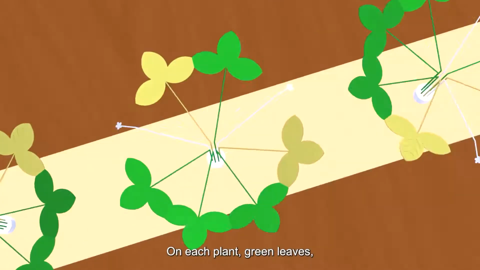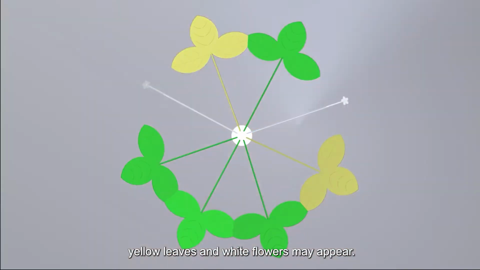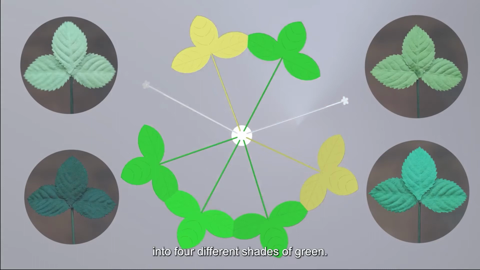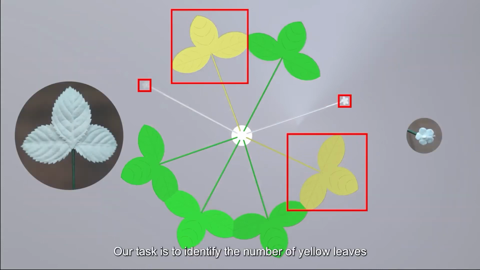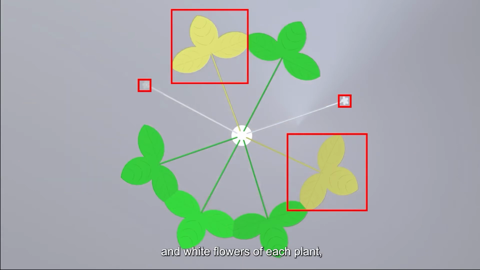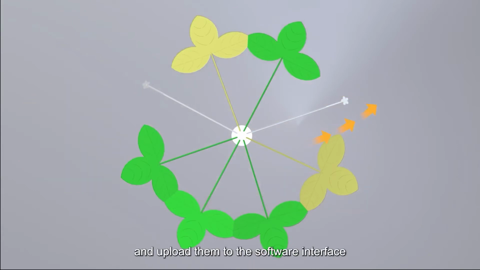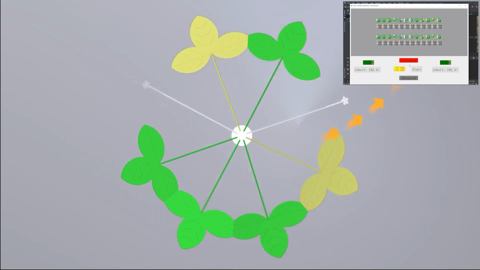On each plant, green leaves, yellow leaves, and white flowers may appear. The green leaves are also subdivided into 4 different shades of green. Our task is to identify the number of yellow leaves and white flowers of each plant and upload them to the software interface through the network.